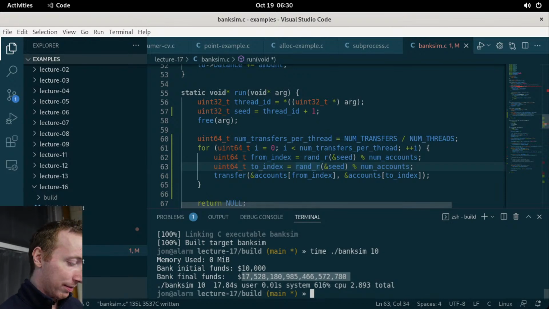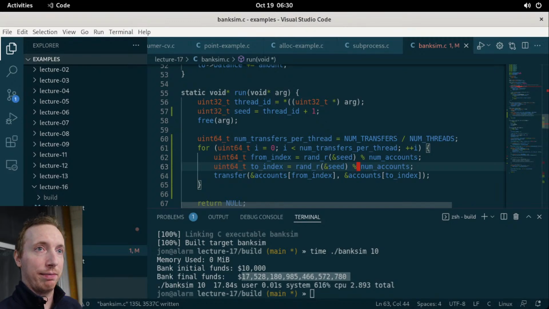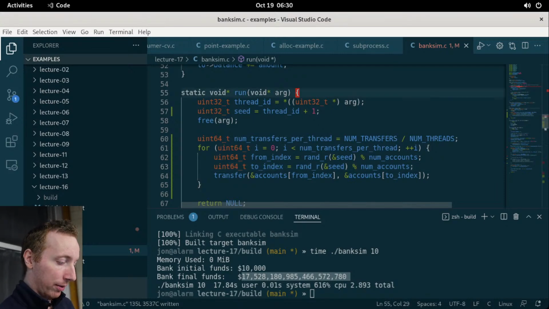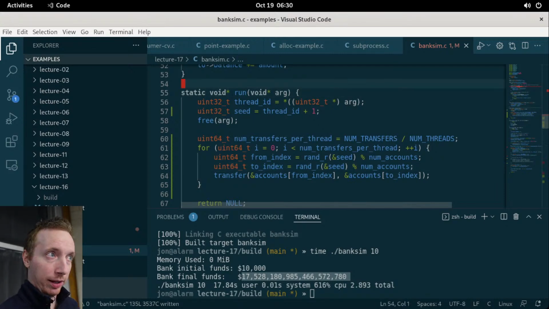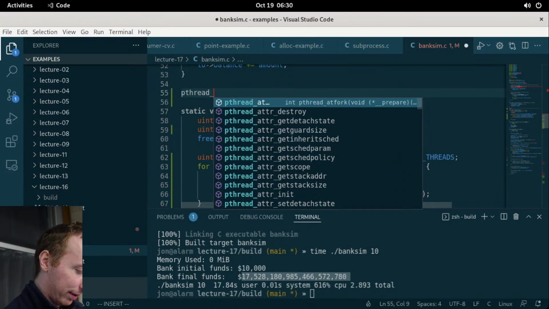Locks. Yeah, so I can fix the problem by eliminating data races. Locks are a good way to do that. A mutex is a great way to do that. So I should create a mutex? Let's all create a mutex.